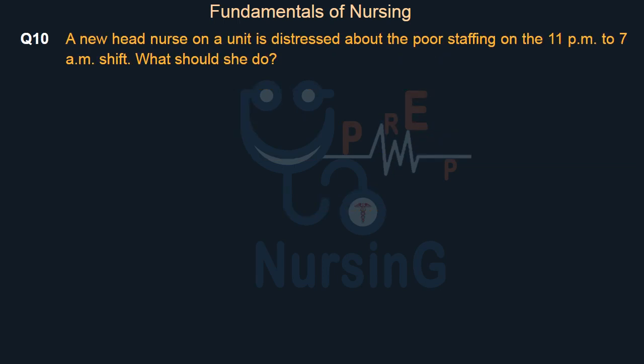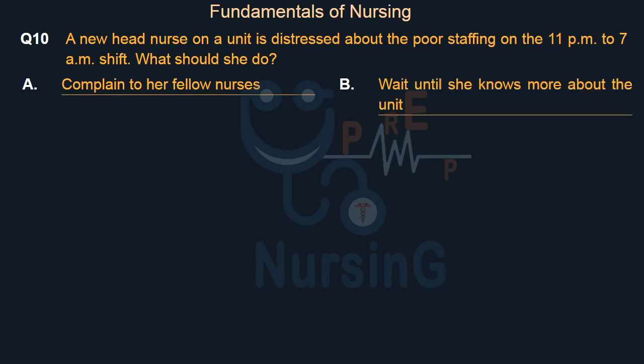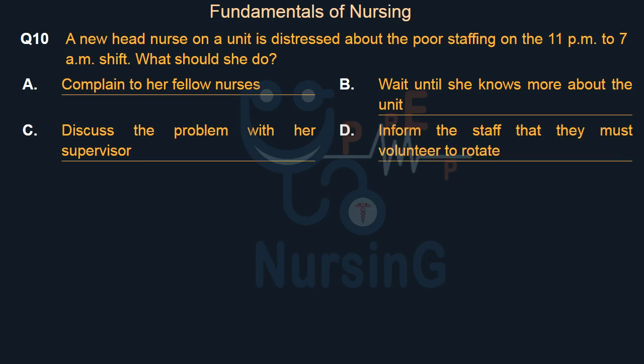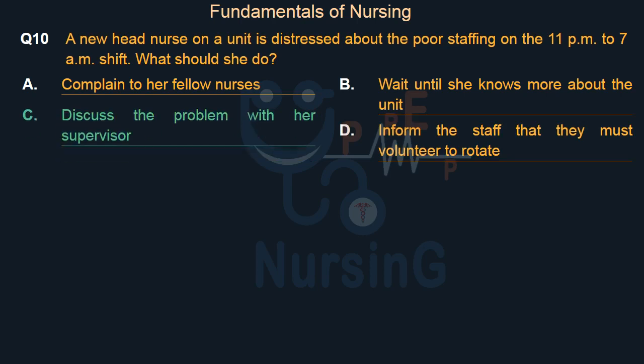A new head nurse on a unit is distressed about the poor staffing on the 11 p.m. to 7 a.m. shift. What should she do? Option A. Complain to her fellow nurses. Option B. Wait until she knows more about the unit. Option C. Discuss the problem with her supervisor. Option D. Inform the staff that they must volunteer to rotate. Right answer is option C.